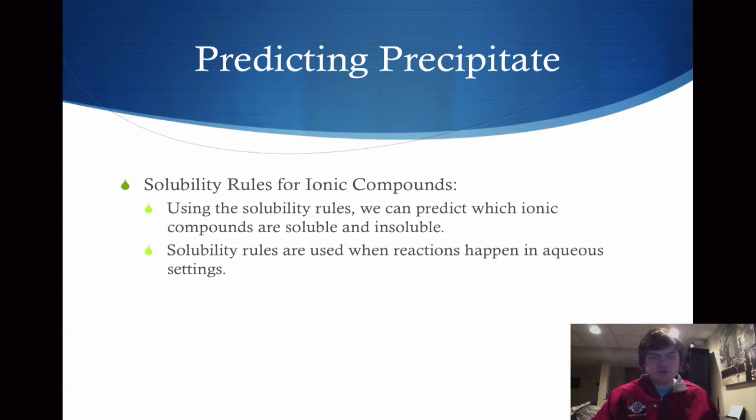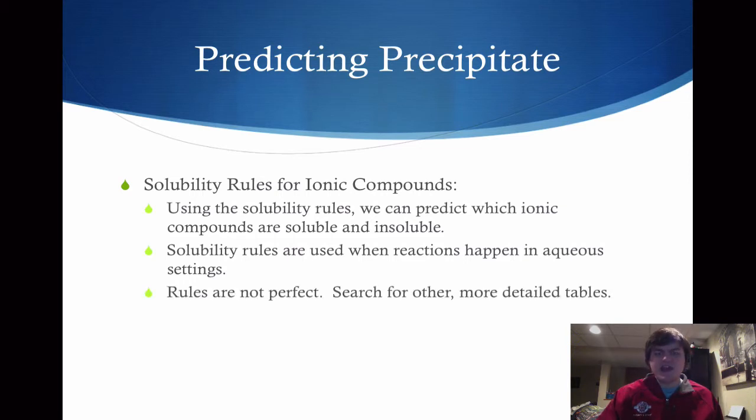These rules are used when a reaction happens and one of the products might be solid or might be aqueous. We can determine which of those states of matter it has. Or if we're putting an ionic compound into water in hopes of making a solution, this can give us some guidance as to whether or not that will actually happen.